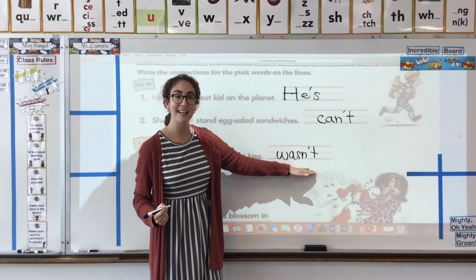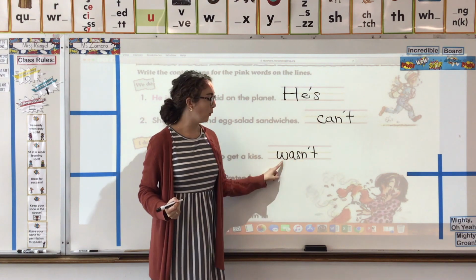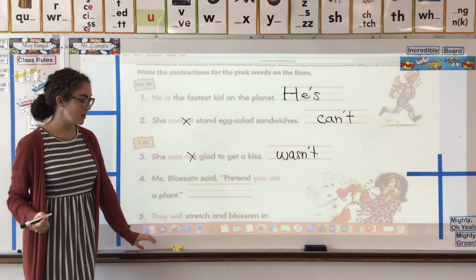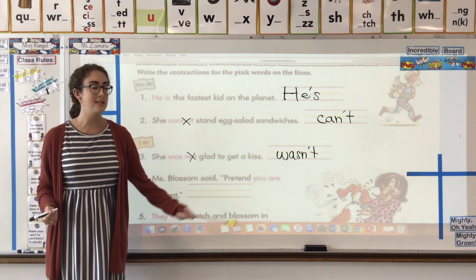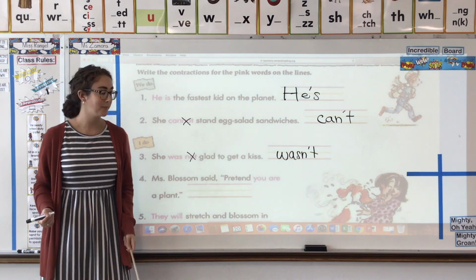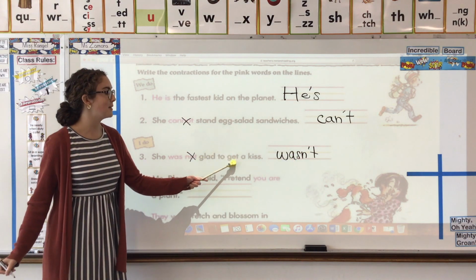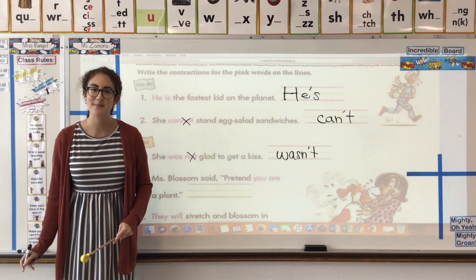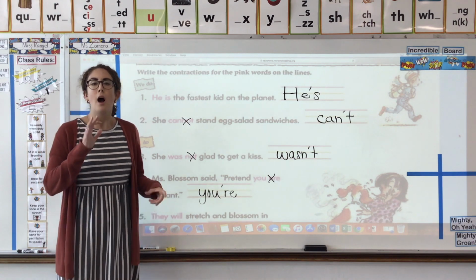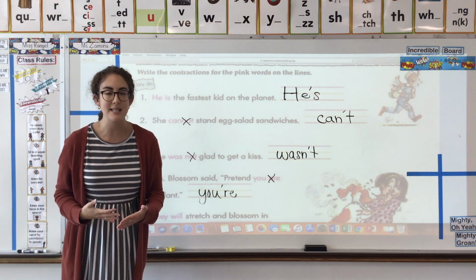What word is this? Wasn't. Wasn't. Wasn't. Okay, are you ready to read this new sentence with our contraction? Remember, follow along as I read. She wasn't glad to get a kiss. Great work. Okay, Super Scholars, awesome job using a contraction within a sentence.